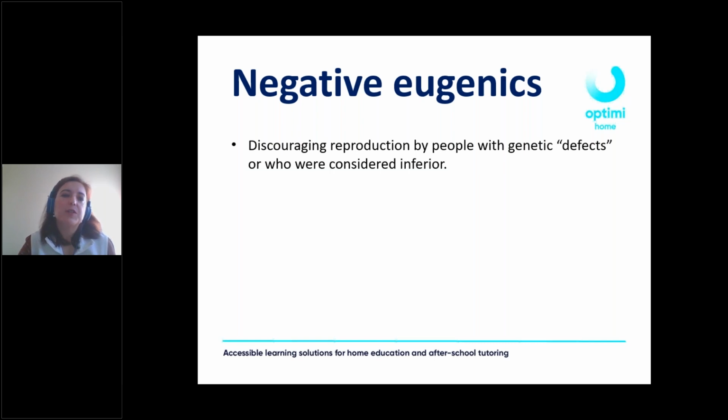So they actually wanted to stop negative genes from going from one generation to the next going forward in society. So they started to discourage reproduction by people with genetic defects or who were considered to be inferior.